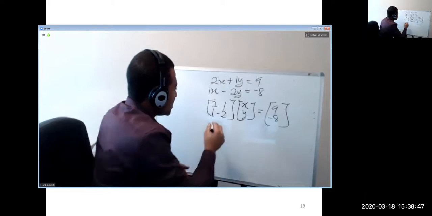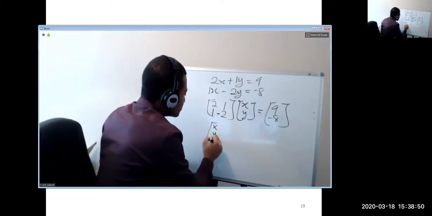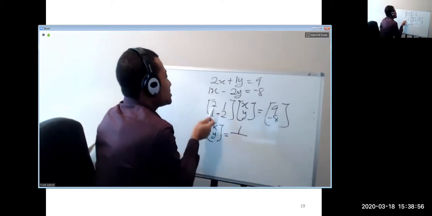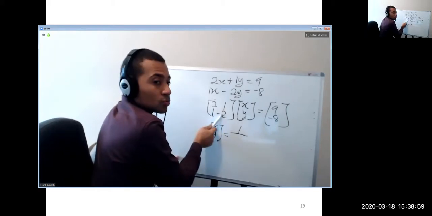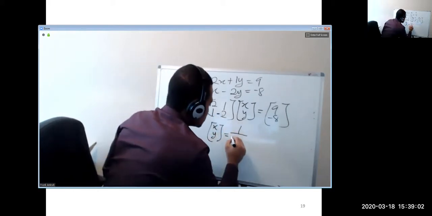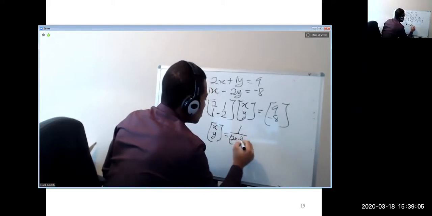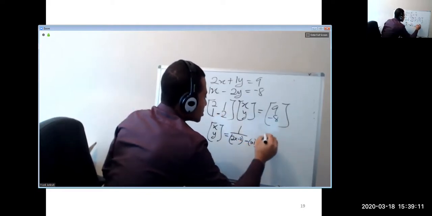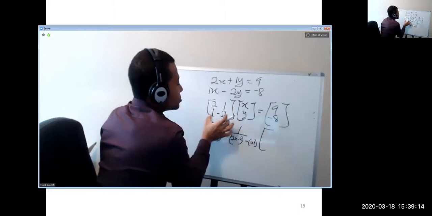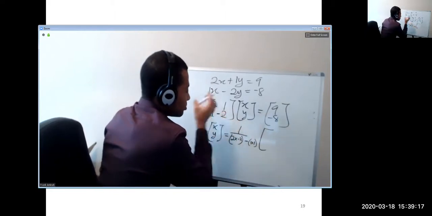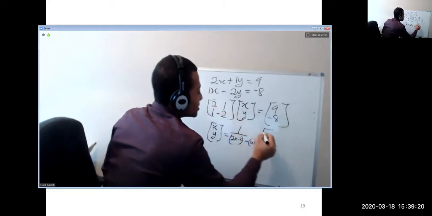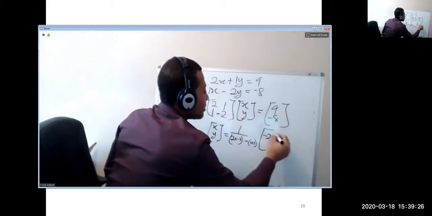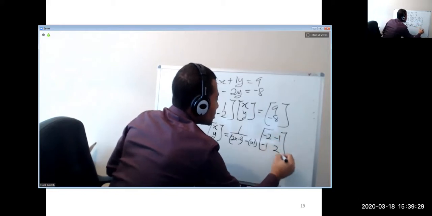Now I'm saying that my xy should be equal to 1 over my determinant, and my determinant is 2 times minus 2, minus 1 times 1. And then I'm going to put the matrix in inverse form. These two are going to swap places, so I'm having minus 2, 2, and these two will have negative 1, negative 1. Okay, so we are going there.